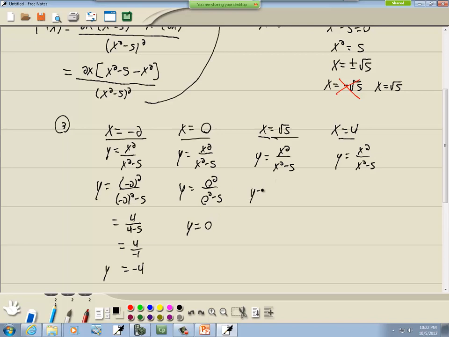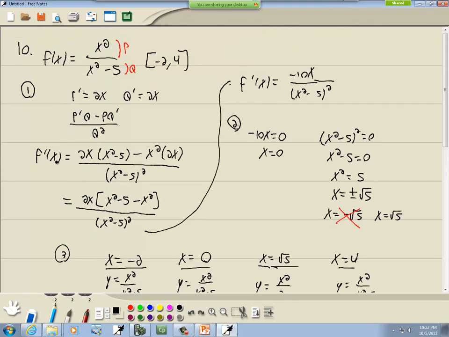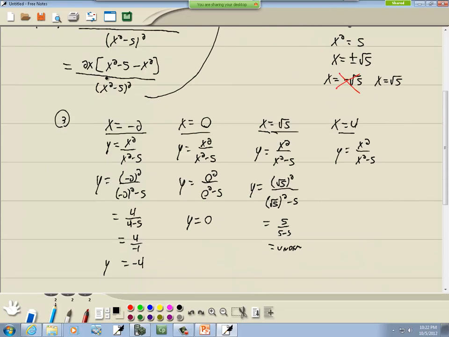If I put in square root of 5, so we got square root of 5 squared over square root of 5 squared minus 5. We got 5 up here. Down here we got 5 minus 5. This is undefined, isn't it? Can't have a min or max at an undefined value. And if I look back up here, if I were to put square root of 5 up here, it doesn't work, period. So that one we can cross off.